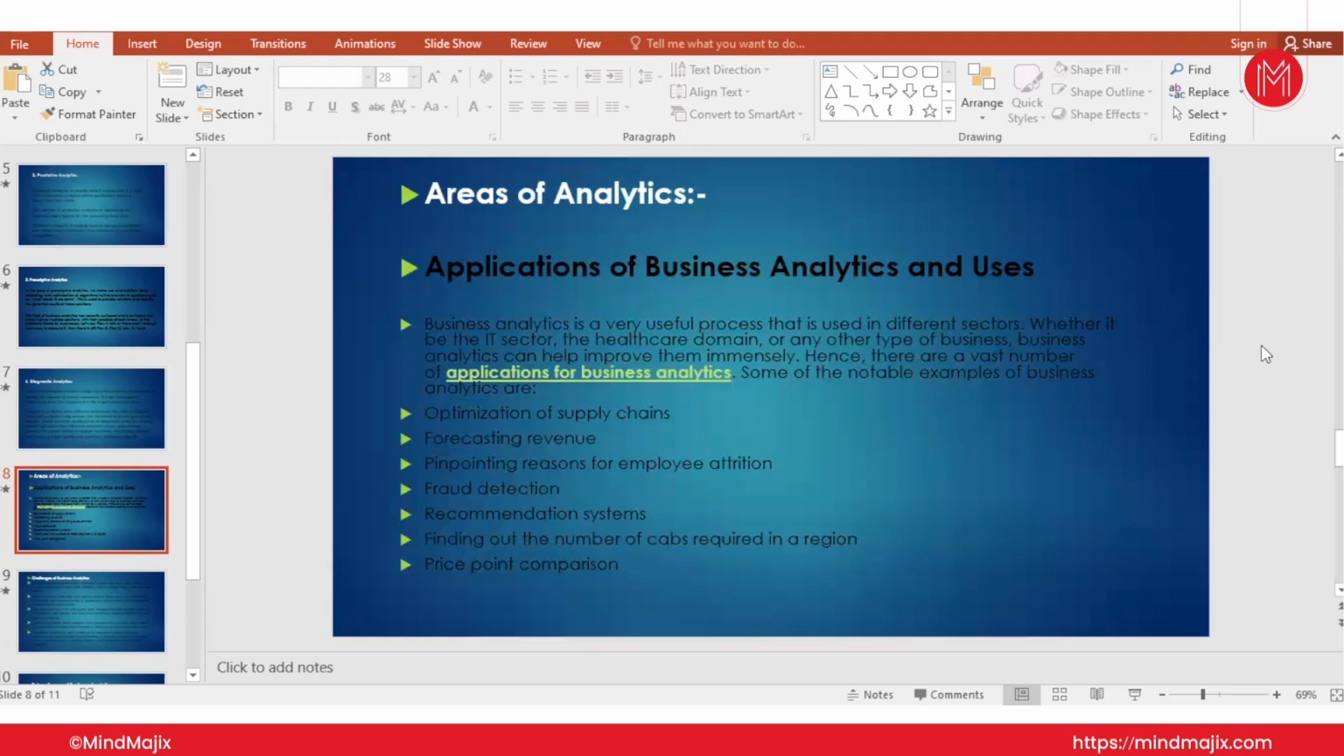Finding out the number of cabs in Uber and Ola, we also use it there, and too many people are using those services. Whenever you are in any region, they will reflect the services you have in that particular region. So you can use it in applications like that. Price point comparison: you can use some analytics there in the price point.